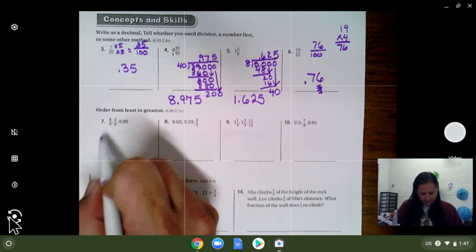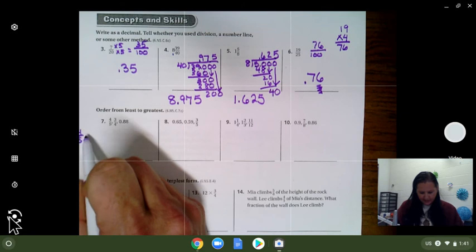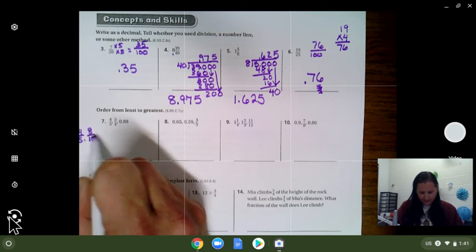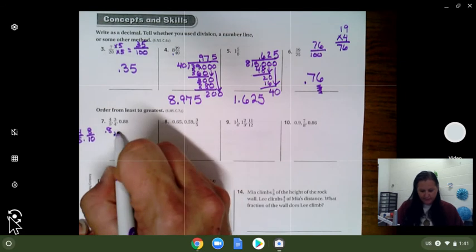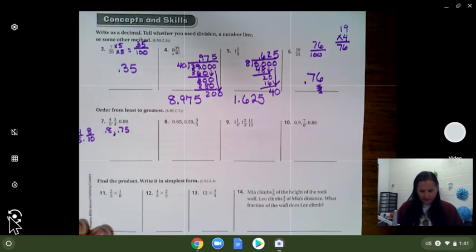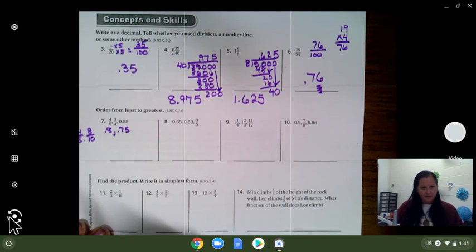This one, we can easily take 4/5 and turn it into tenths by multiplying the top and bottom by 2. So that'd be the same as 0.8. 3/4 is a benchmark fraction that we know. It's 0.75 or 75%, 75 hundredths. If you wanted to change the 4 into hundredths, you could do that by multiplying by 25.